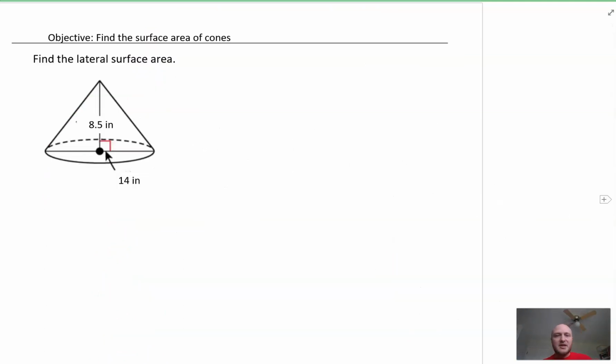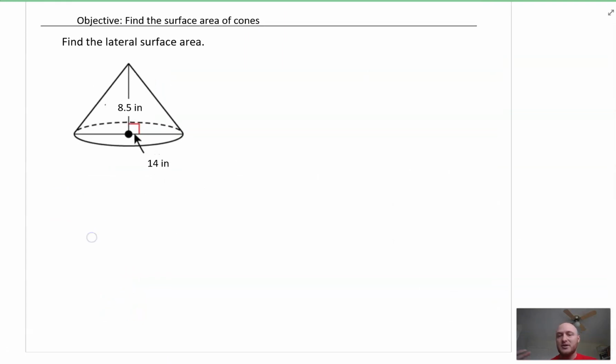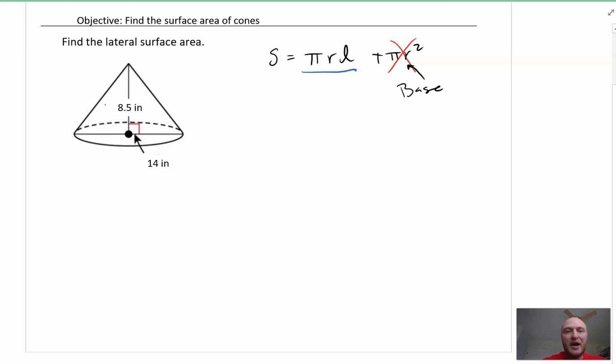Let's go ahead. The next couple of examples are just finding the lateral surface area. These problems we've kind of already done. Very simple. You just want to find the lateral surface area part of the formula, S is equal to pi RL plus pi r squared. This is the base right here, so we don't need this. We can cross this out. For lateral surface area, all we need is pi RL. So really, the steps are the same.